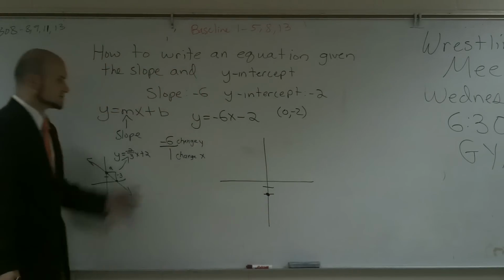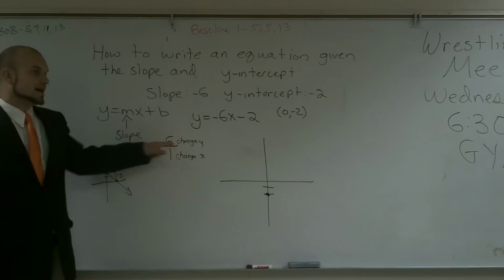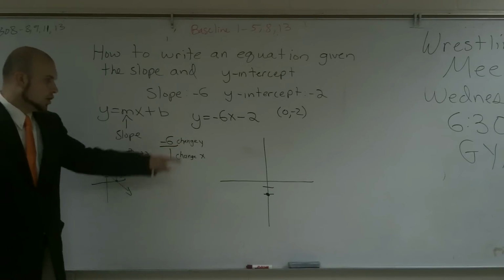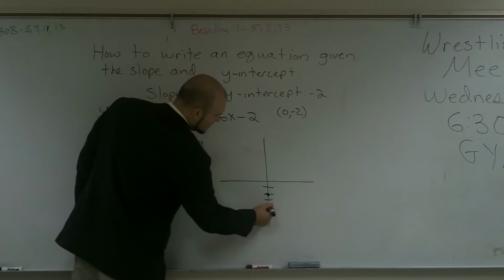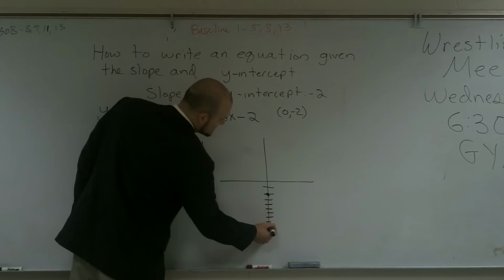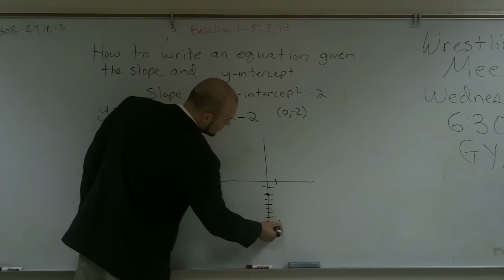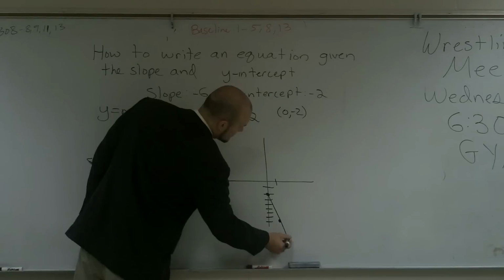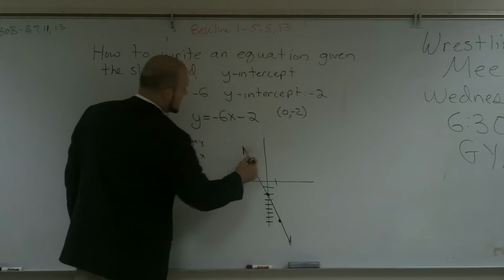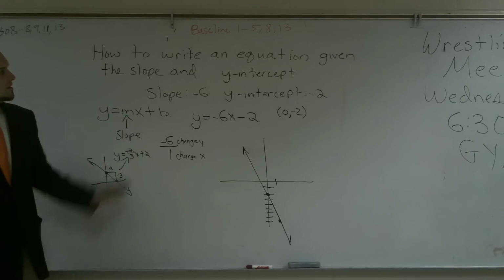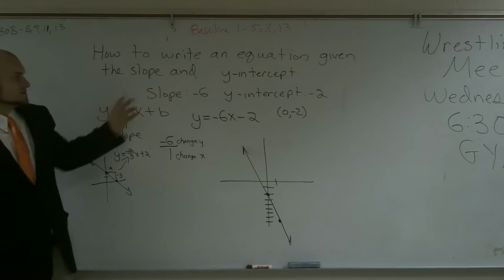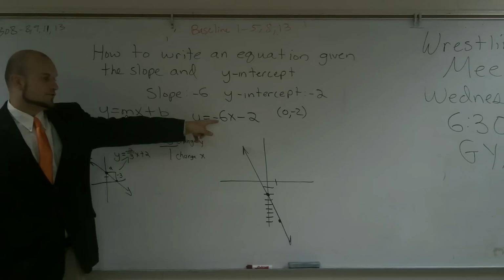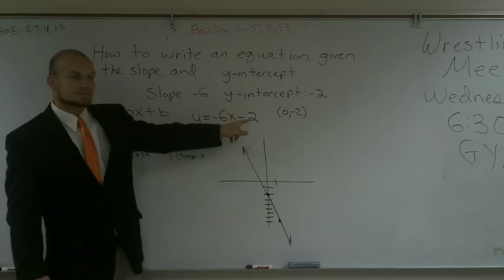And then if I wanted to do a slope triangle, it says change in y. So that means I'm going to go down 6 over 1. So I go 1, 2, 3, 4, 5, 6 over 1. And that'd be a rough sketch of my graph. But just to find the equation with slope and y-intercept, you just plug the slope in for the coefficient of x and your y-intercept as your constant term.